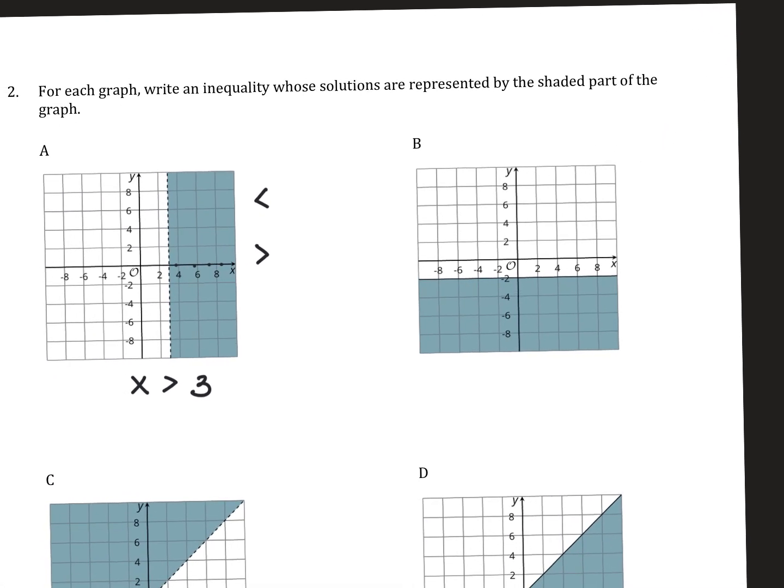If we look at B, this one is a horizontal line. This horizontal line goes through the y-axis at -2. When we look at our line, it's a solid line, so I know I either have less than or equal to or greater than or equal to. And if I look at all these y values that are shaded in, they are numbers that are less than or equal to -2.